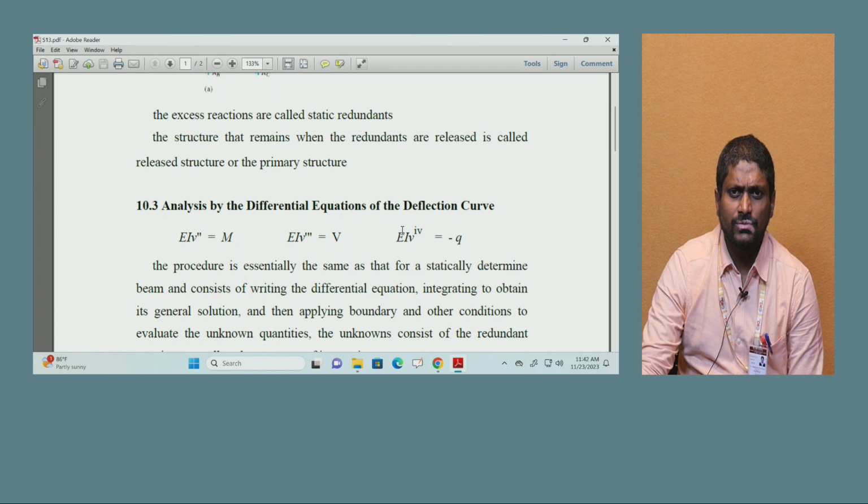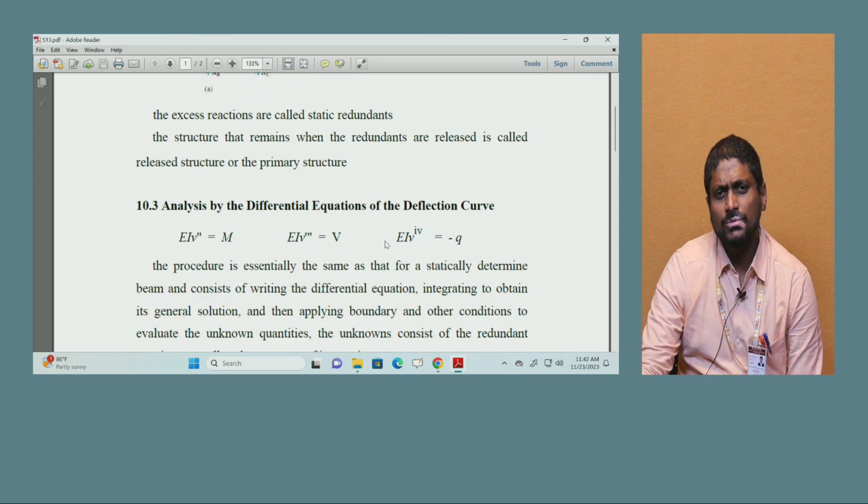Analysis by the differential equations of the deflection curve: EI times the second derivative is nothing but the moment, EI times the third derivative is nothing but the shear force, and EI times the fourth derivative is nothing but the load.